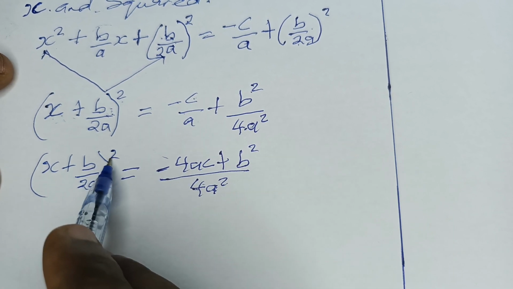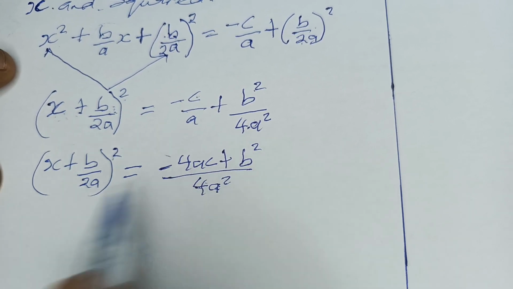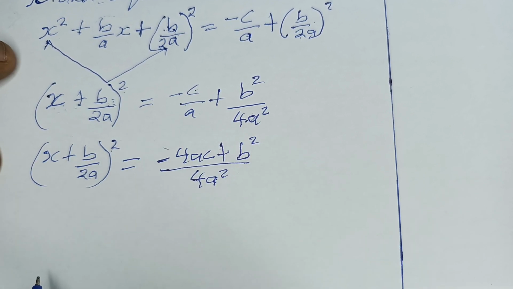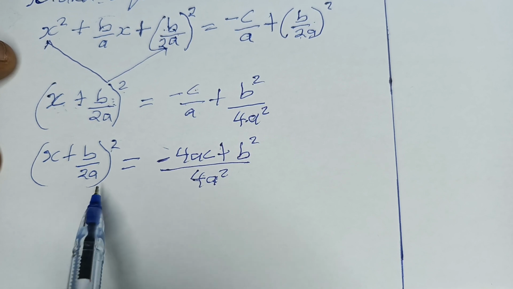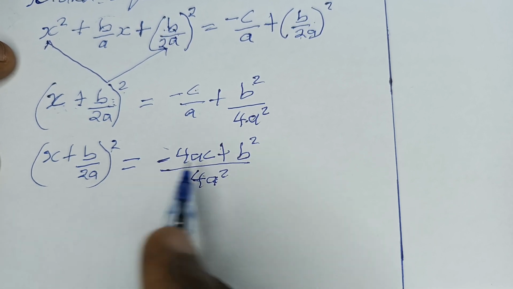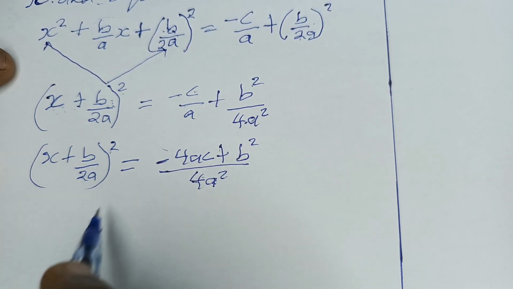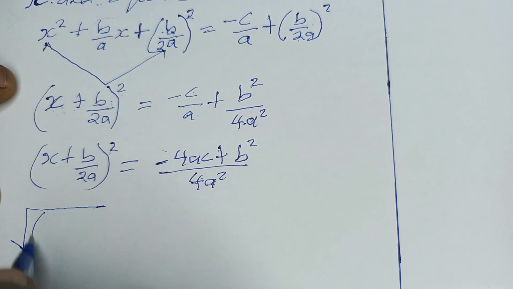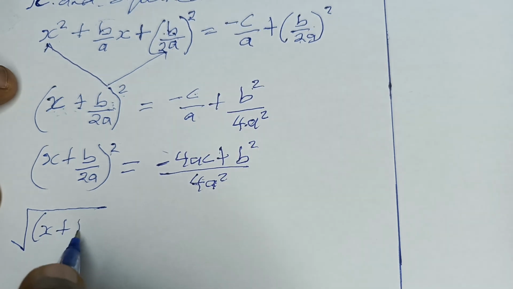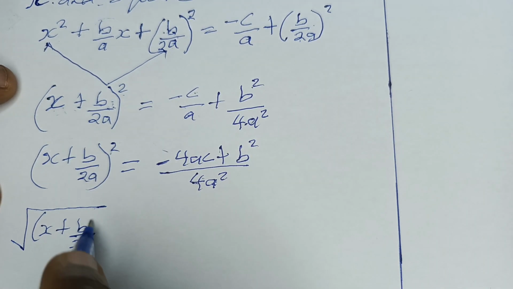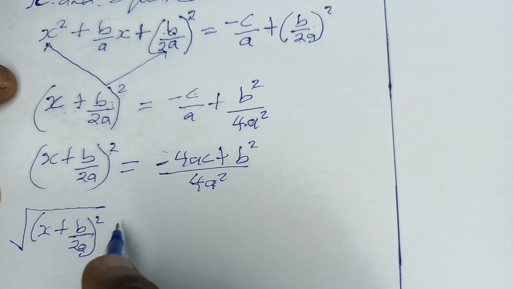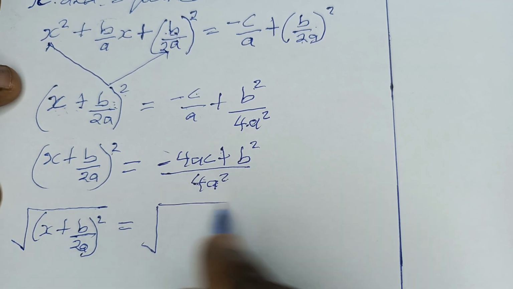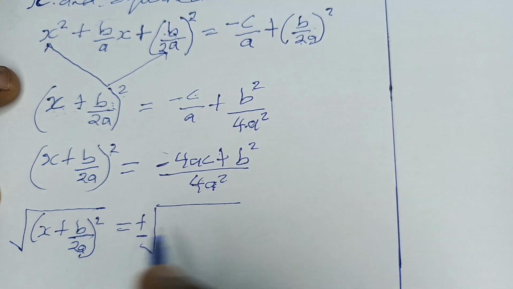We have to make sure that we find the square root of both sides. And in mathematics, finding the square root of both sides means you have to introduce plus or minus. That's the rule. How do we go about that? So it means we find the square root of both sides, that is x plus b over 2a all squared is equal to, find the square root of this side also. We must introduce plus or minus.